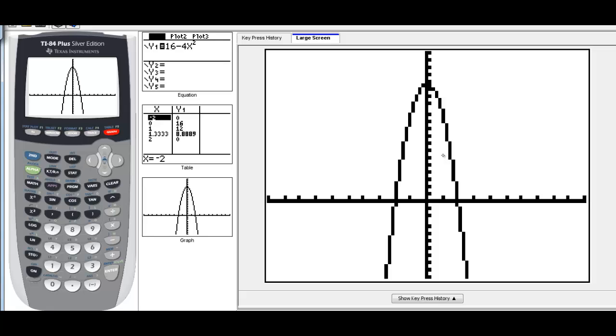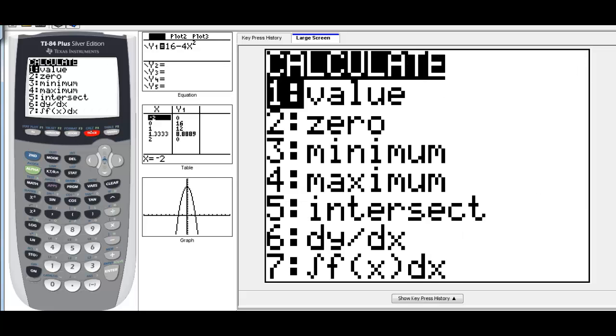Now here we want to identify our x-intercepts and our y-intercepts. Well, I'm going to start with the y-intercept, and to do that you're going to hit your second function and trace. So if we go second function and trace, I'm sorry, number 1 is value. We're looking for the y-intercept. So number 1 says value.